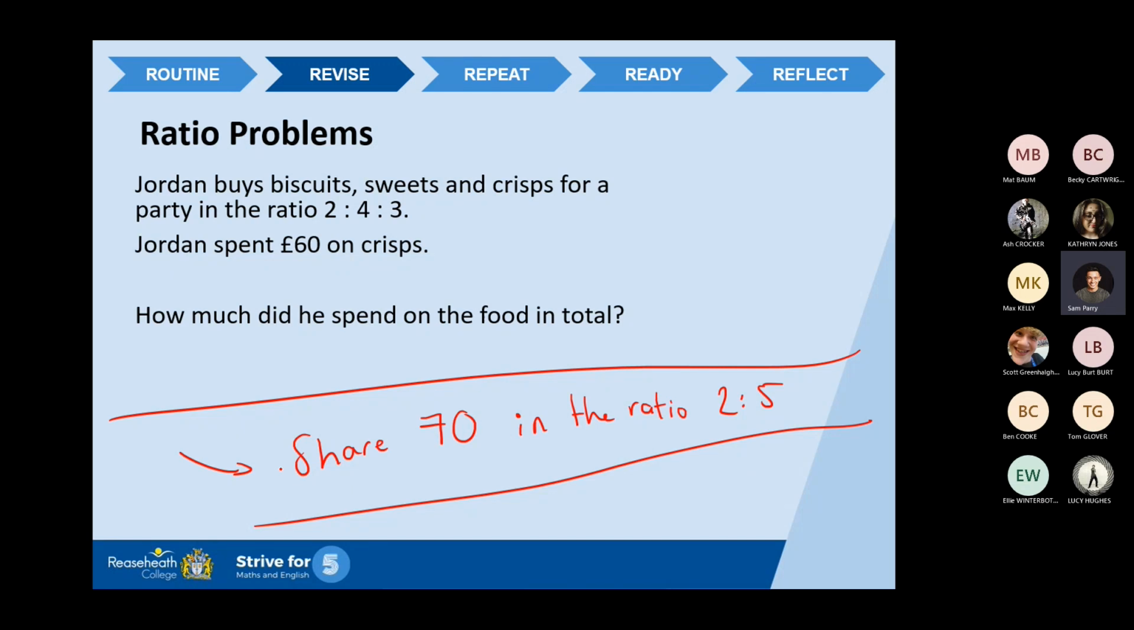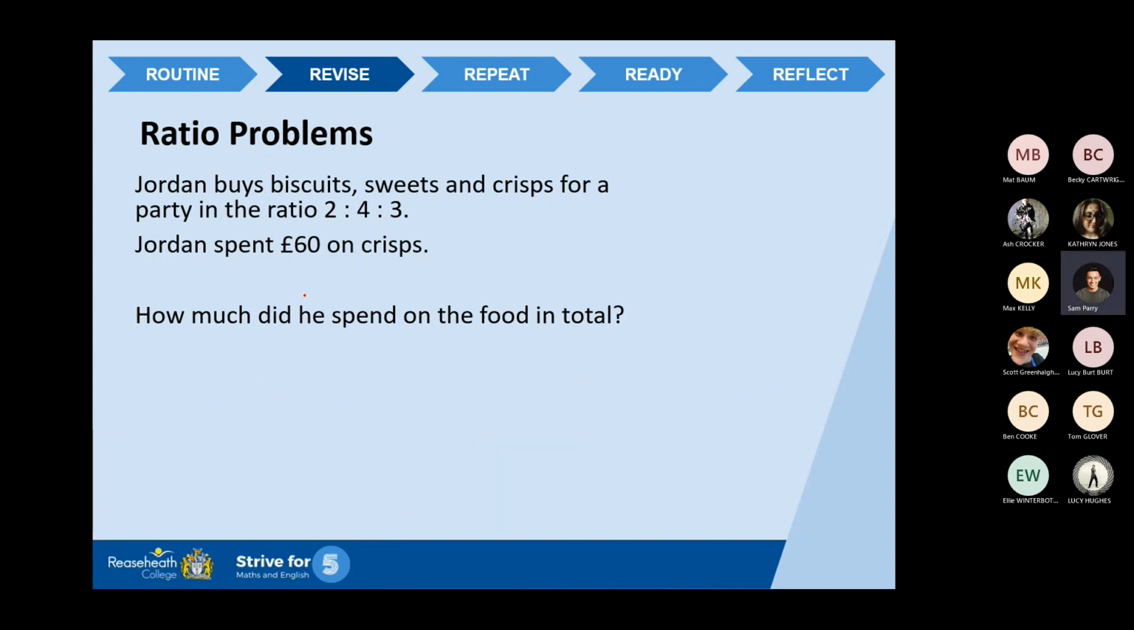Now, I'm going to show you some of the more interesting questions today, but we're going to make sure we have a strategy for it. For those of you who have been taught by me, you know I love the bar method. So I draw a bar because it makes it very visual. I then split the bar up into the ratio that I've been given. So 2 to 4 to 3. 2 add 4 is 6, add 3 is 9.